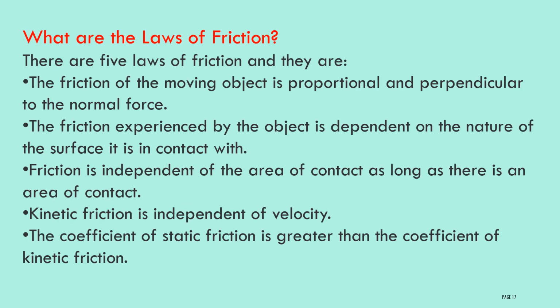There are 5 laws of friction. They are: first one, the friction of the moving object is proportional and perpendicular to the normal force. Second one, the friction experienced by the object is dependent on the nature of the surface it is in contact with. Third one, friction is independent of the area of contact as long as there is an area of contact. Fourth one, kinetic friction is independent of velocity. Then the last one, the coefficient of static friction is greater than the coefficient of kinetic friction.